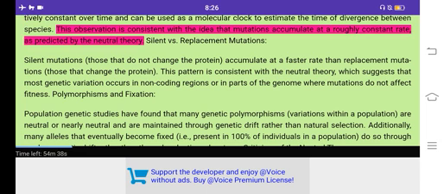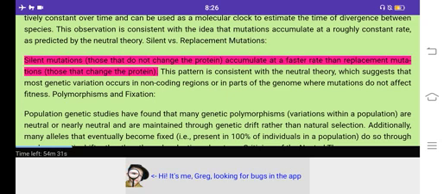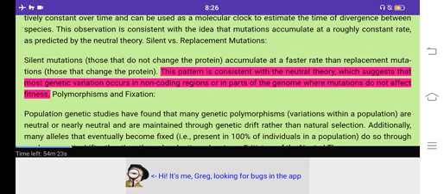This observation is consistent with the idea that mutations accumulate at a roughly constant rate, as predicted by the neutral theory. Silent versus replacement mutations. Silent mutations, those that do not change the protein, accumulate at a faster rate than replacement mutations, those that change the protein. This pattern is consistent with the neutral theory, which suggests that most genetic variation occurs in non-coding regions or in parts of the genome where mutations do not affect fitness.